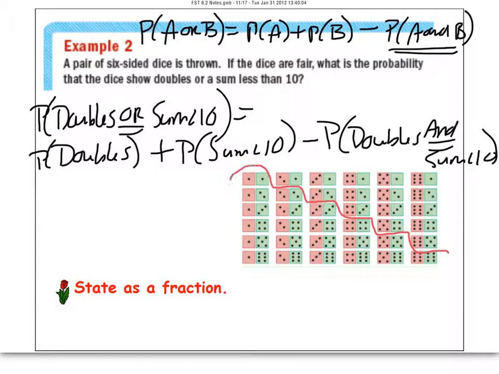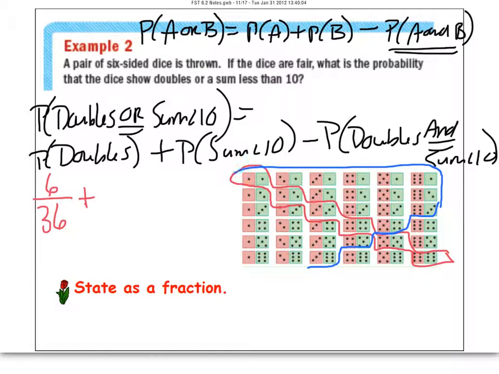And there are going to be, of the 36, 6 of them count. So I'll say 6 out of 36. Now I'm going to look at the probability the sum is less than 10. Now if the sum is less than 10, that means it could be 9s, 8s, all the way down to 2. So the sums that are less than 10 are all in this blue region. If I count those up, there's 30 out of 36.